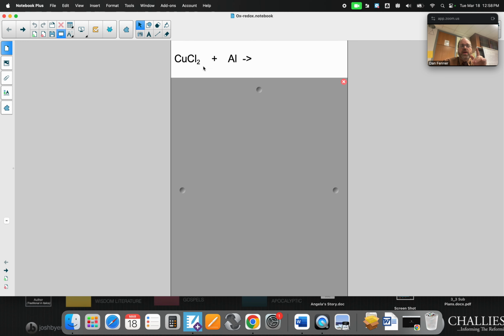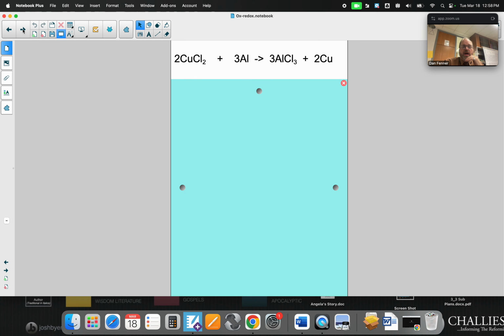Let's do it here. I've got an element and a compound, so my element is going to replace the metal, the cation. So we're going to put AlCl, remember oxidation numbers. Aluminum is +3, chlorine is -1, so we get AlCl3. Copper is the odd man out, balancing it up. 2 and 3, balance my chlorines, then balance my aluminums and my coppers. We're good to go. All right, now, this is also an oxidation reduction reaction.